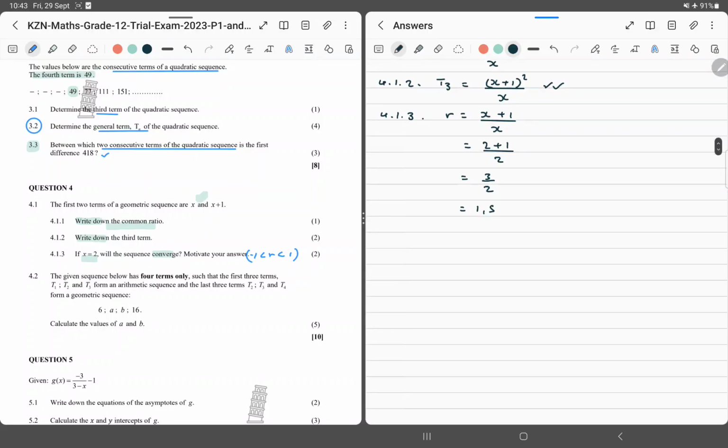Okay, now we can see that since r is outside the domain r less than 1, greater than minus 1, it is therefore conclusive that the sequence will not converge. Okay, we know that r is greater than 1. Great. So that is it.